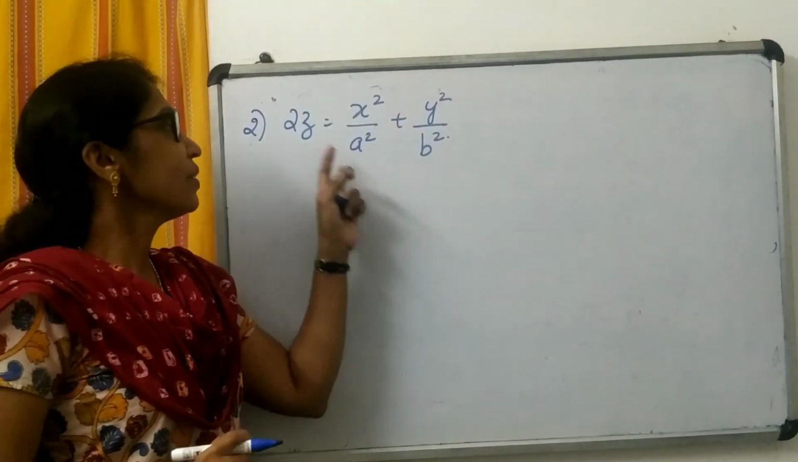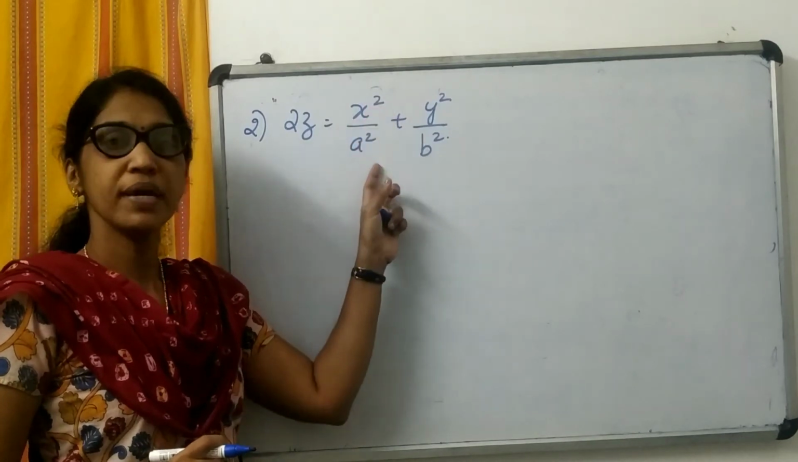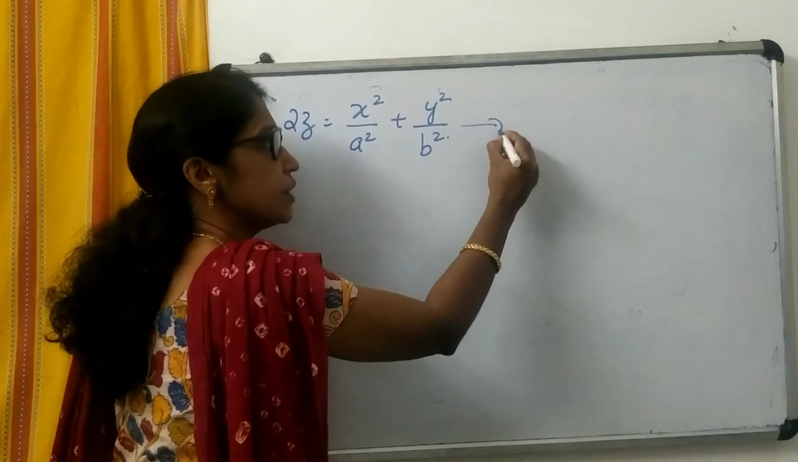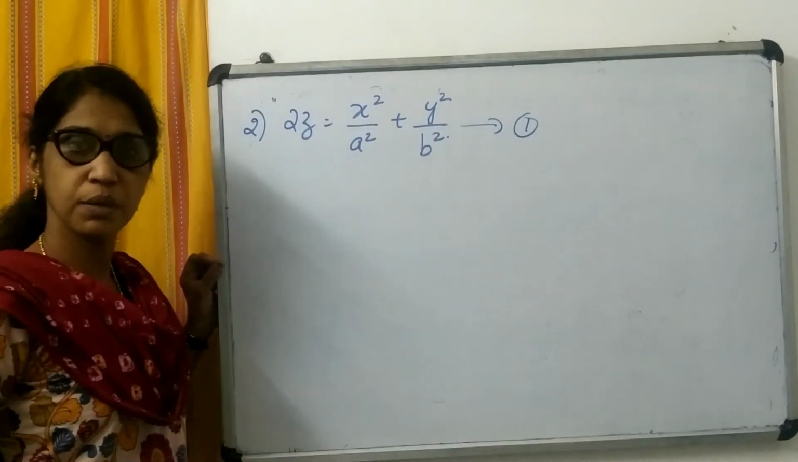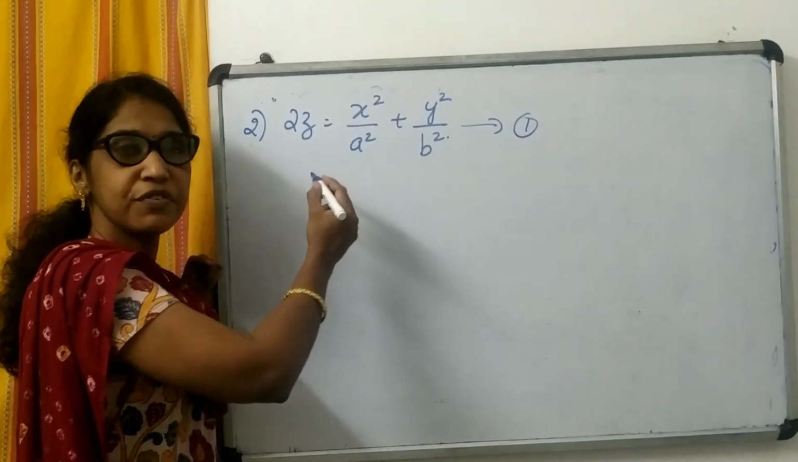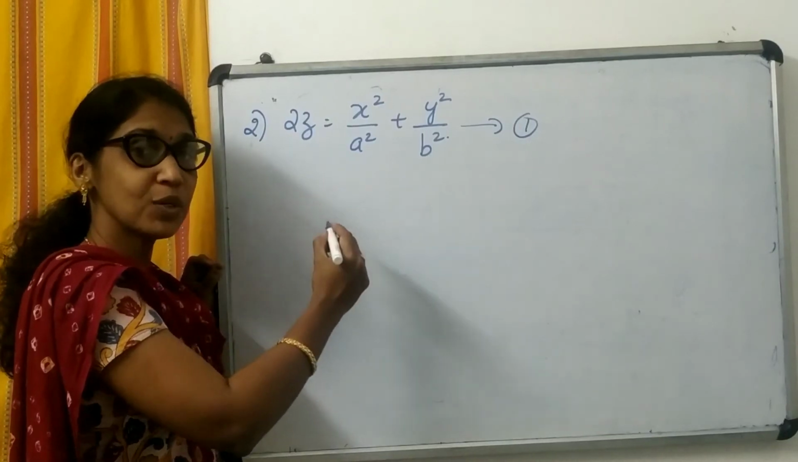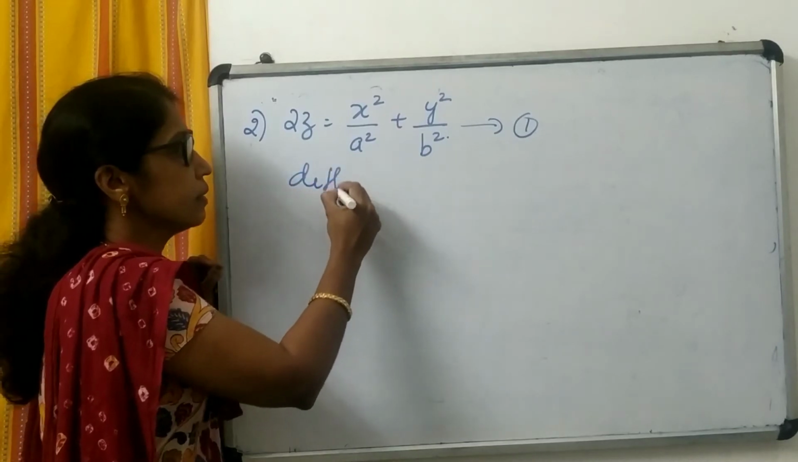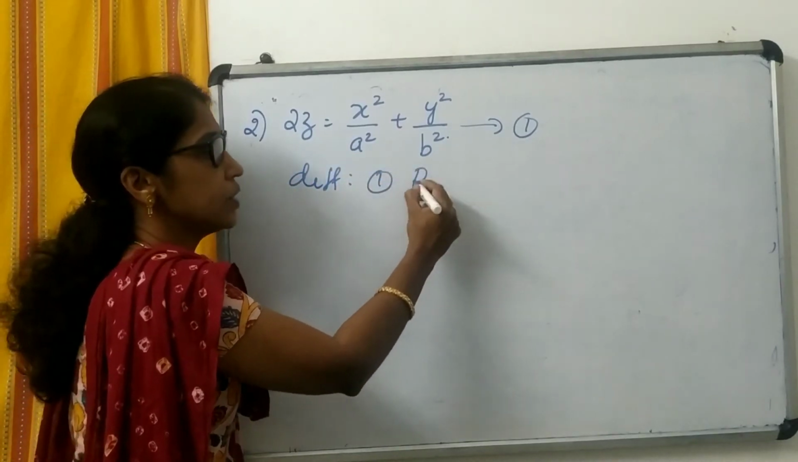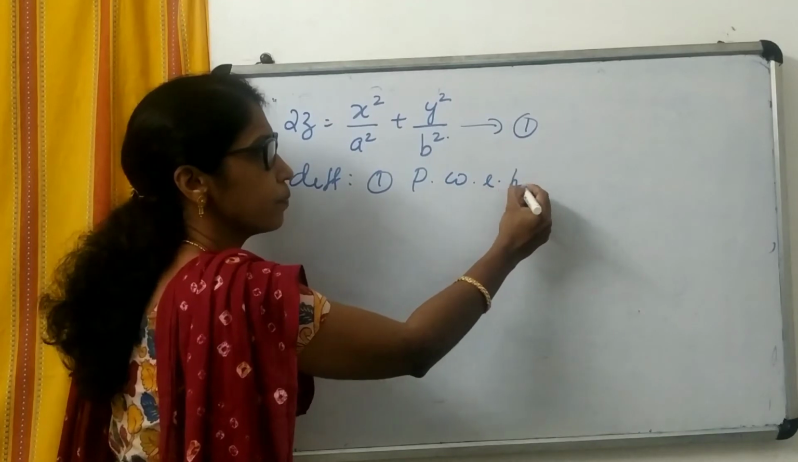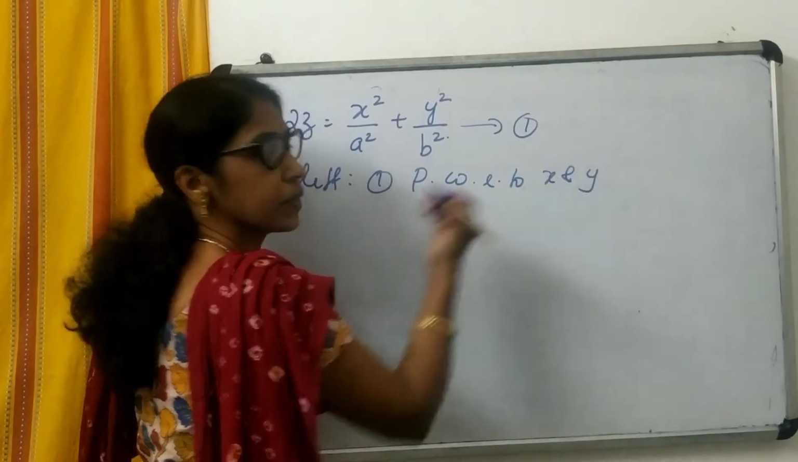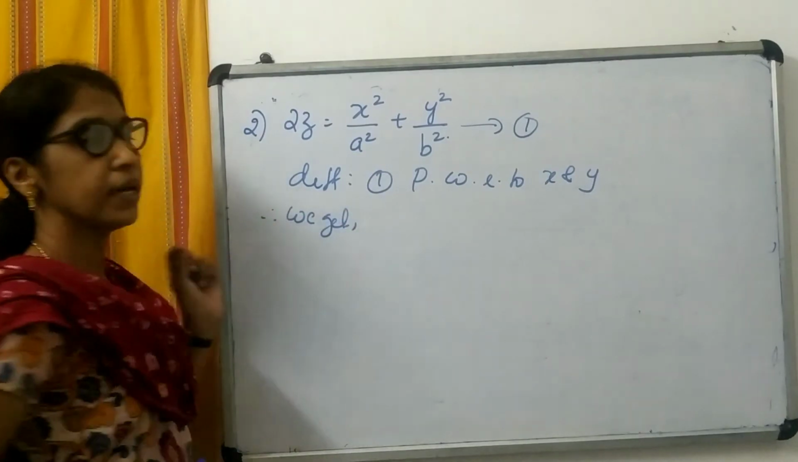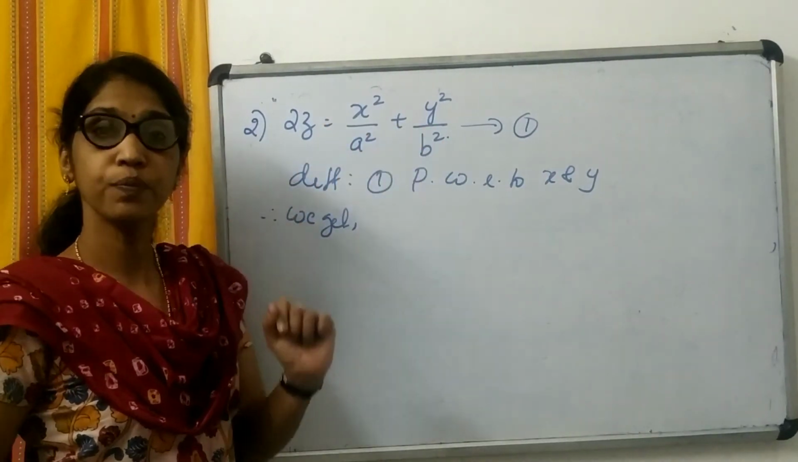Now another problem. 2z is equal to x square by a square plus y square by b square. Here also we take the given equation as equation number 1. Now we have to differentiate this equation partially with respect to x and then with respect to y. So differentiating equation 1 partially with respect to x and y, we get, derivative with respect to x.